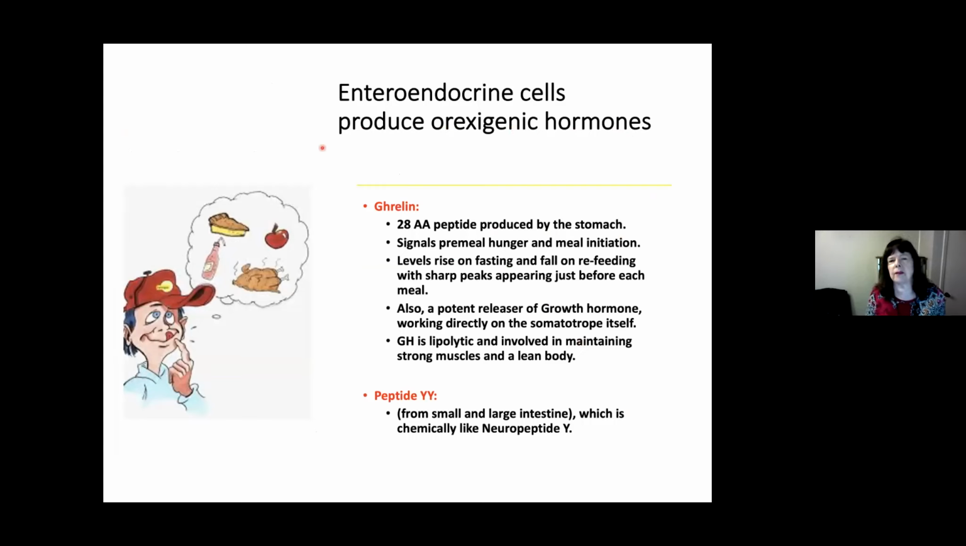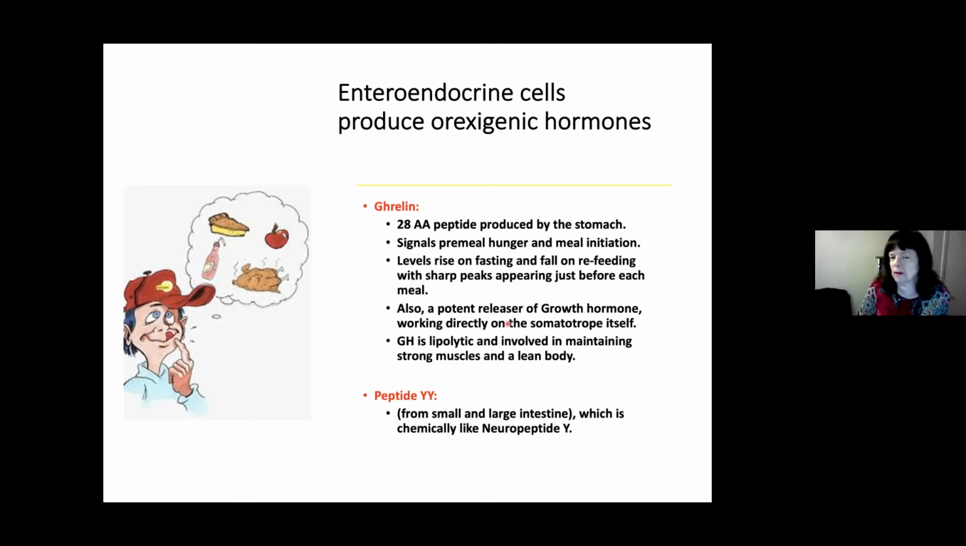Another type of enteroendocrine cell will produce a pure orexigenic hormone, and that's ghrelin. And I talked about that earlier. That's a really important hormone that goes all the way up to the arcuate nucleus and stimulates AGRP and neuropeptide Y. And then there's another one called peptide YY, which is like neuropeptide Y, and it comes from the small and large intestine. So when you need to eat, basically, it will signal pre-meal hunger. And if you're fasting, ghrelin levels rise.